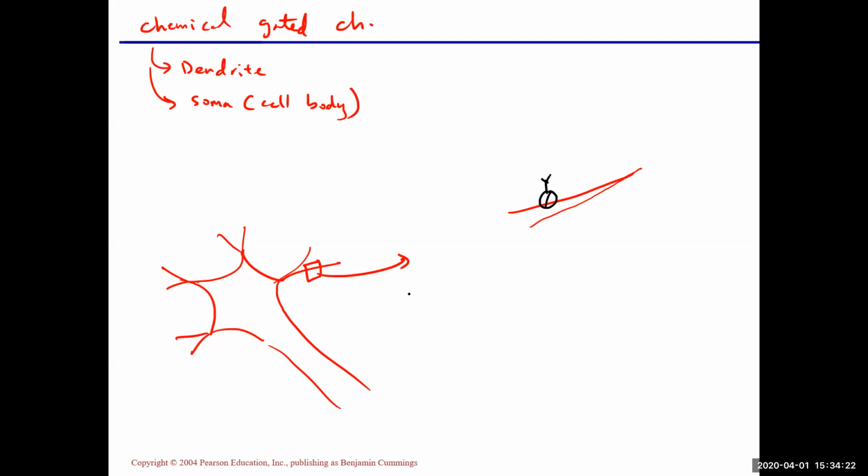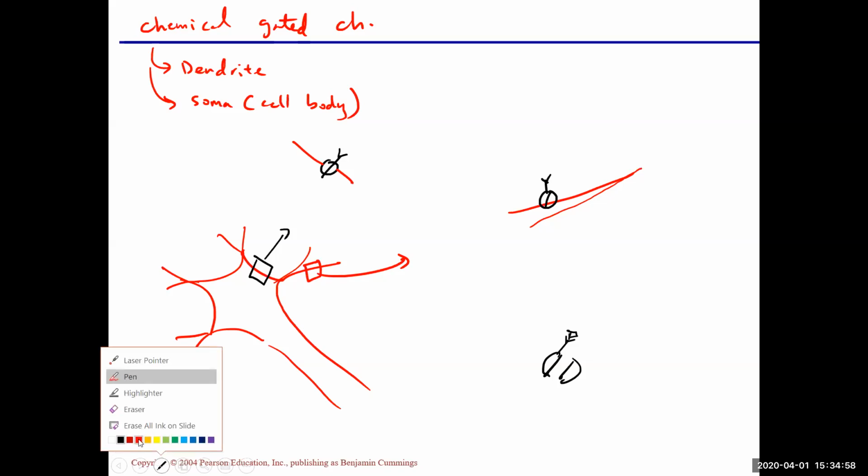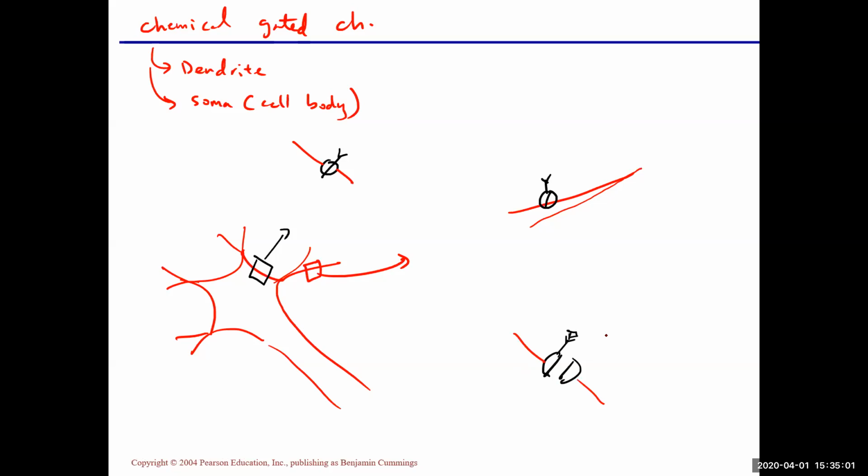Chemical gated channels are closed. Or if we take a look at this part, for example, same thing. There could be chemical gated channels in here as well. So chemical gated channels are normally closed. They will be open when particular neurotransmitters attach to them. Then they can get open. In this case, I'm showing this channel being open because of the neurotransmitter.